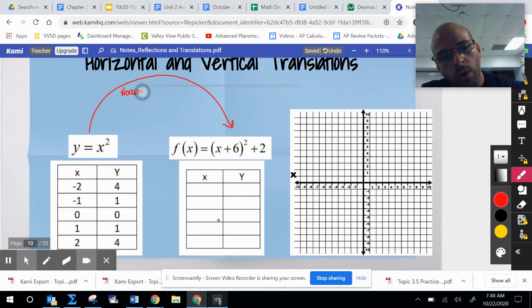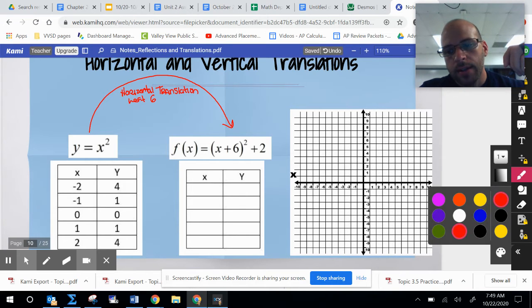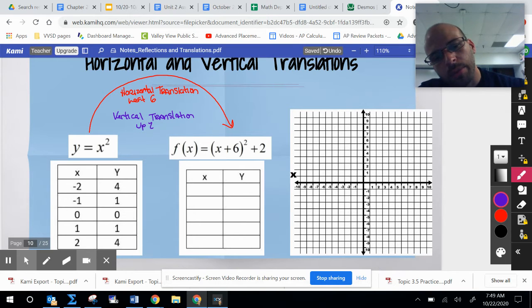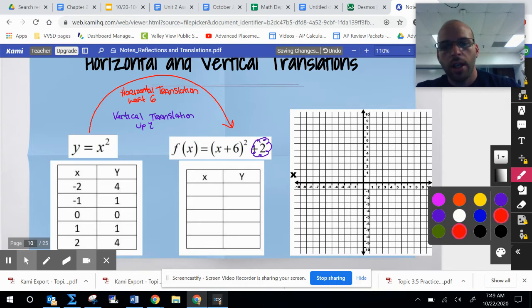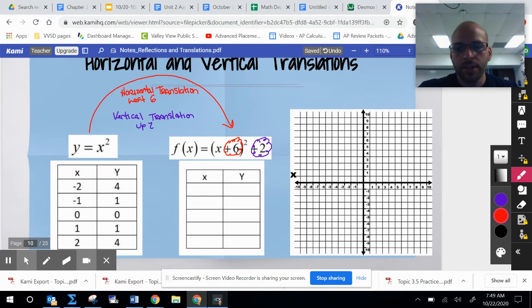So I'm going to have a horizontal translation left 6. Then I'm going to have a vertical translation up 2. Again, the +2 at the end is my vertical translation, and then the +6 is going to move my graph left 6 units.